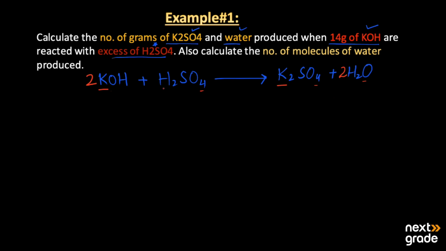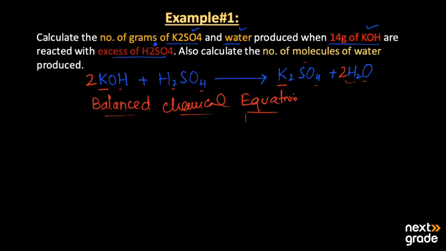Next we have a look at hydrogen. Here we have 2 and 2, which is 4 hydrogen, and on the other side we have 2 times 2, which is 4 hydrogen, complete. Sulfur: there is one sulfur, and on the other side there is also one sulfur. So we have a balanced chemical equation. Now that we have a balanced chemical equation, we will start the calculations.